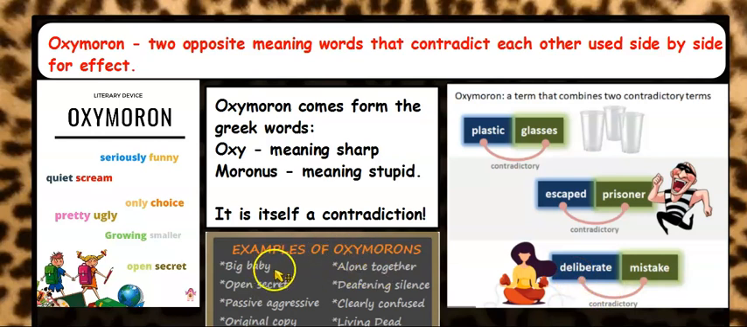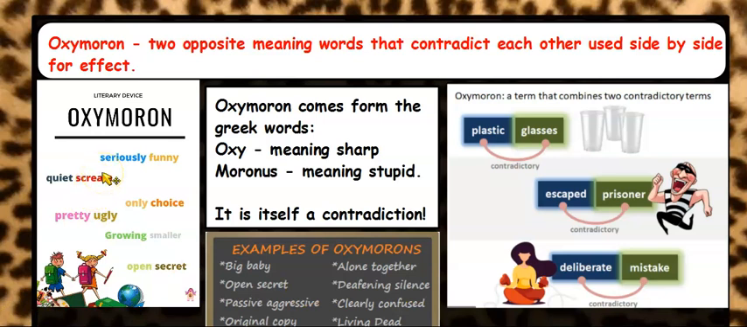I've got several other examples of oxymorons here. A big baby. Alone together. Well, if you're alone, you can't be with other people, so alone together is an oxymoron, two words side by side that contradict each other. A deafening silence. If something's deafening, it suggests it's really, really loud, but silence means there's an absence of noise.